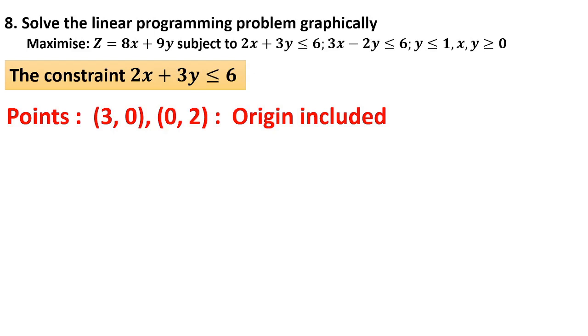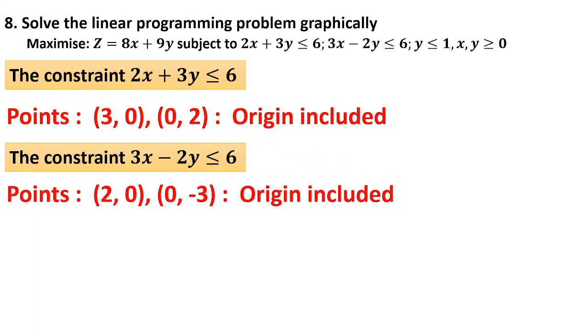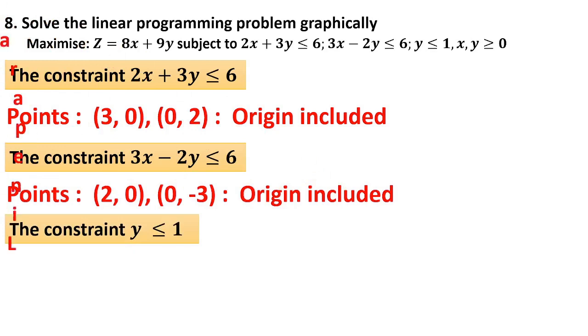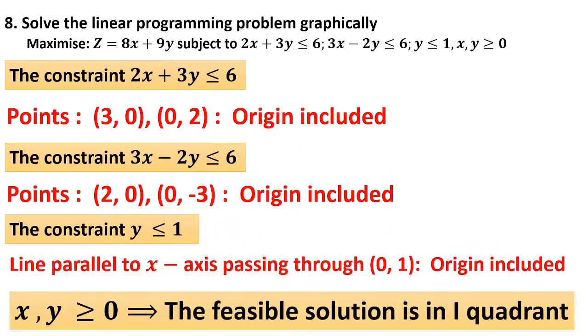If it is less than or equal to, origin included. Number 2: the points are 2, 0 and 0, minus 3, origin included. This is the constraint. You know what it is? It is a line parallel to the x-axis passing through 0, 1, and origin included. And you know that the feasible region should be in the first quadrant. That is for all linear programming problems.